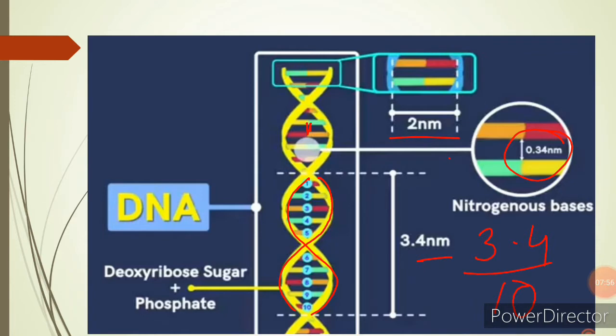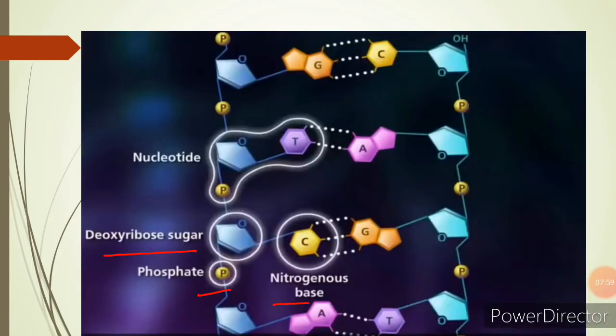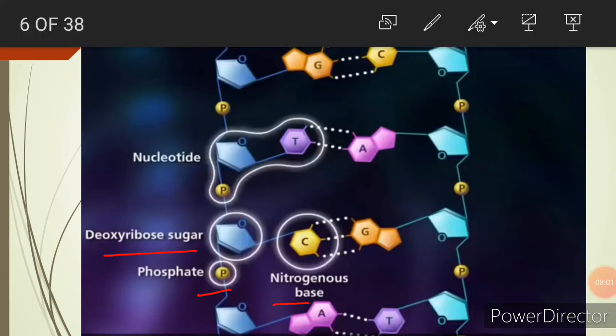So in this double helix, the backbone is made up of deoxyribose and phosphate groups. You can see here deoxyribose and phosphate group, whereas the portion that forms the core, the middle part, is made up of nitrogenous bases.